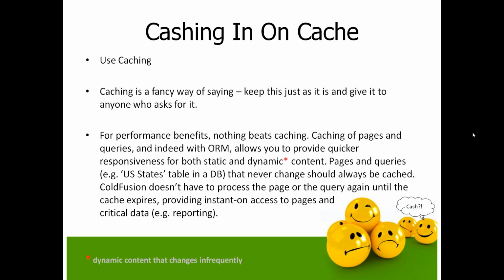Queries, the U.S. states table in a database is one that I've found numerous times in numerous applications isn't cached. It never changes. We're not adding any more states, so cache it. Cache it and cache it for a long time. And that will always be stored in memory and return the results quickly.